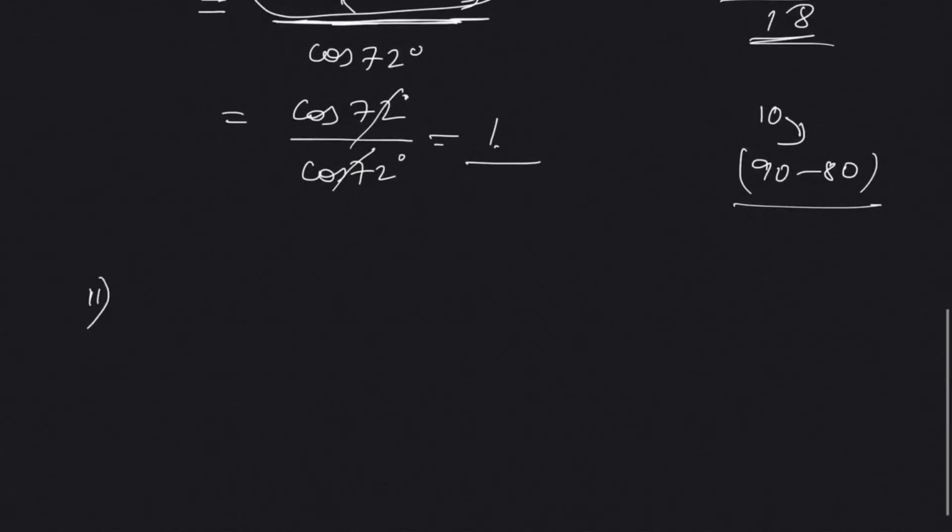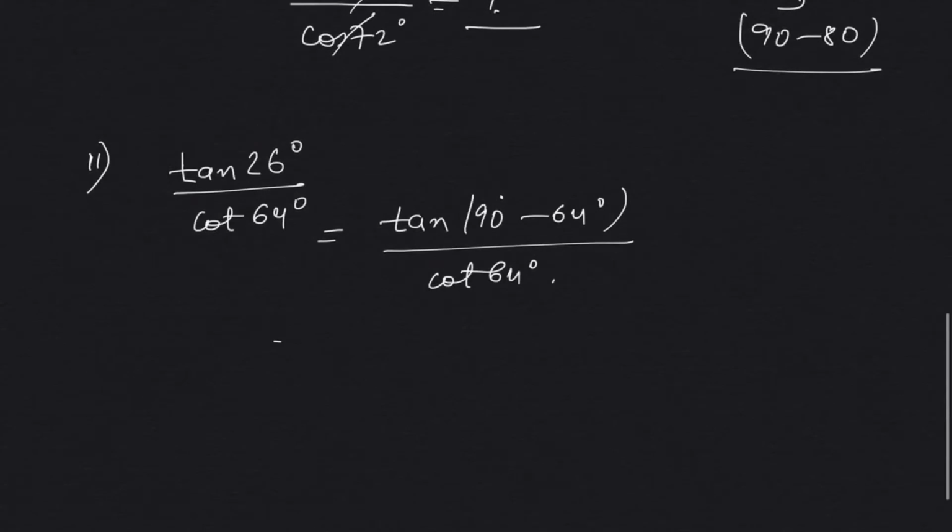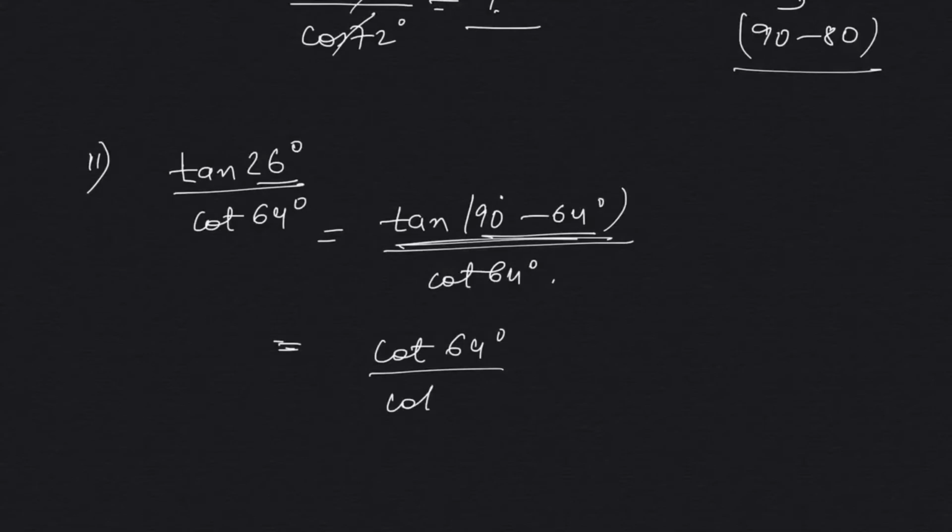Question 2. Similarly, tan 26 degrees divided by cot 64 degrees. So simple. Look, we'll do it the same way. Tan (90 minus 64) divided by cot 64. 26 is written as 90 minus 64. Now this whole thing will become cot 64 divided by cot 64. So that is 1. That is the answer.